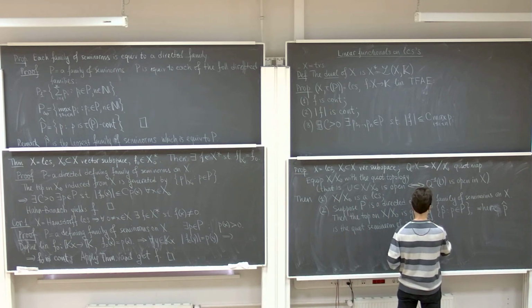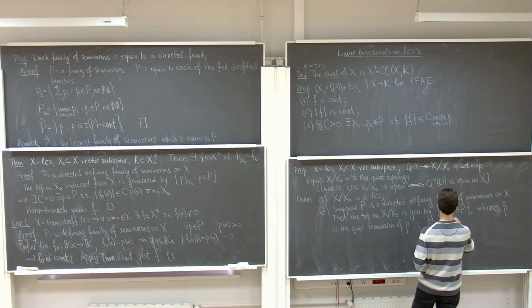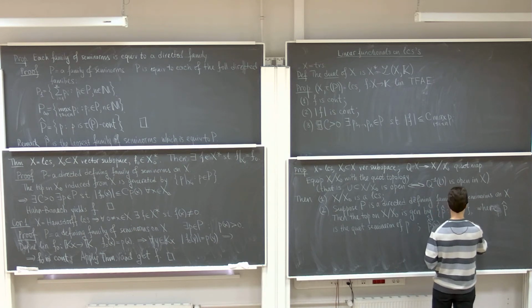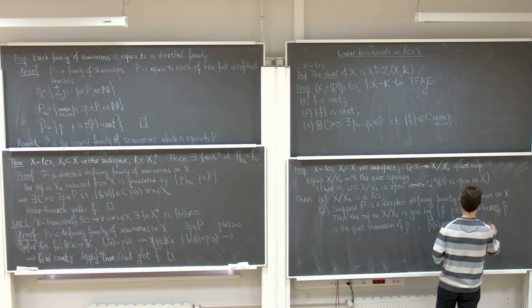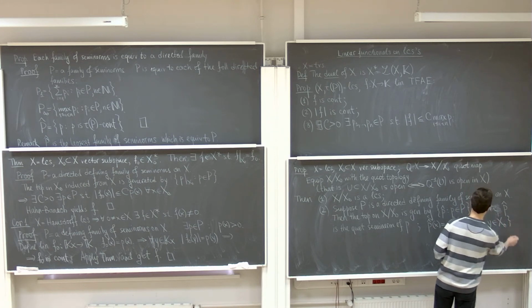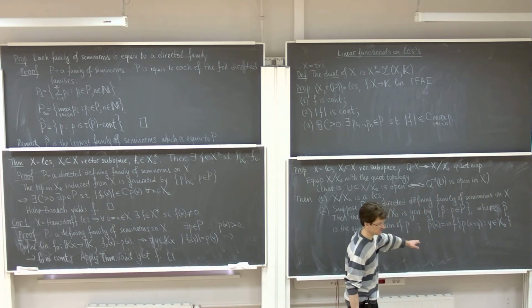So P hat is given by the following formula. This is the infimum of P of x plus y, where y runs over x0. So this is the definition of the quotient seminorm.